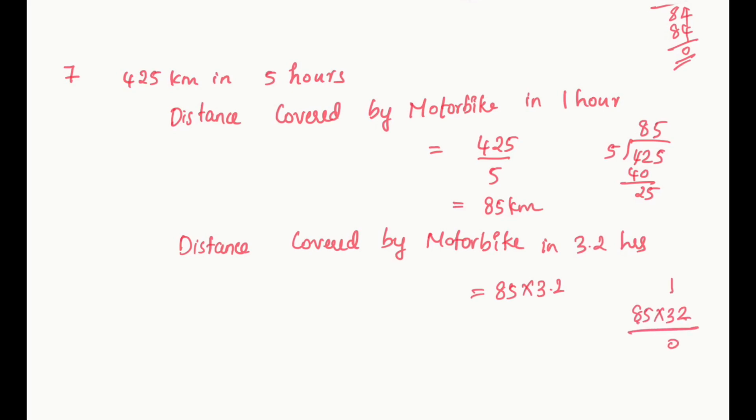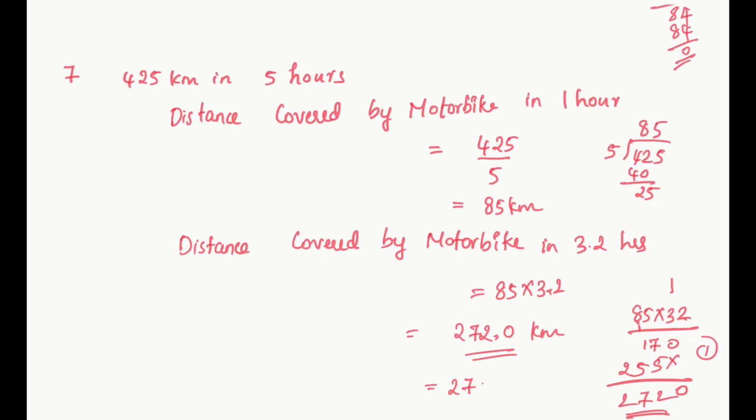2 5s are 10. 2 8s are 16. 16 plus 1, 17. 3 5s are 15. 3 8s are 24, 25. 2 1 7 2. So I get the answer as 272. There is a point after one digit. So we'll get it as 27.2. That is equal to 27.2 kilometers.